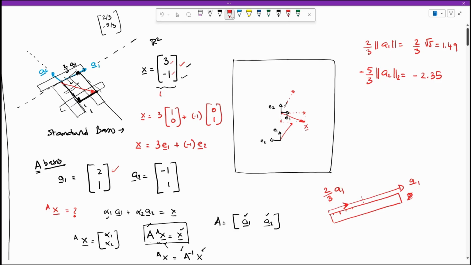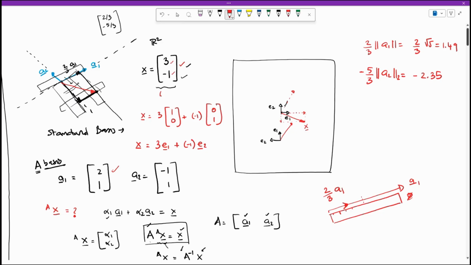Right, that's 2 by 3 times. Hey, it's minus 2.35, right? Minus 2.35. What is the direction of A2? Direction of A2 is in this direction. So if you say minus, you have to go in the opposite direction, right? Yes. Okay. All right. That's it. So you got it?